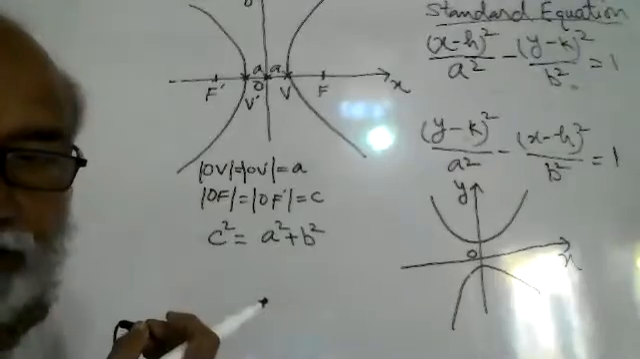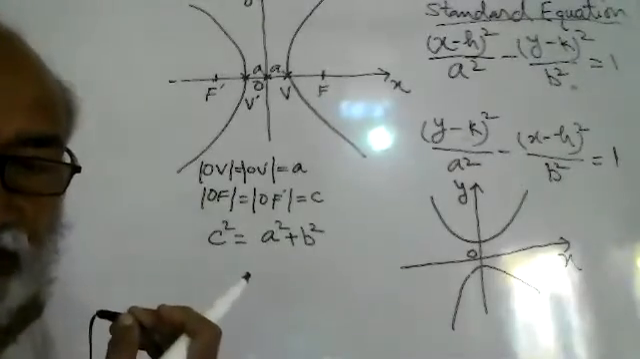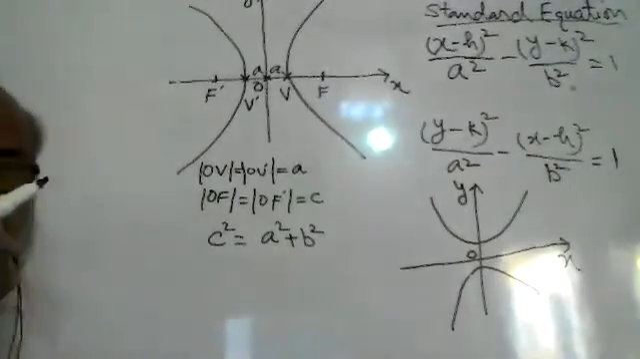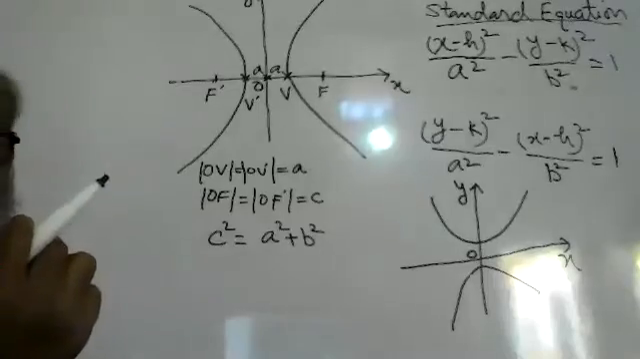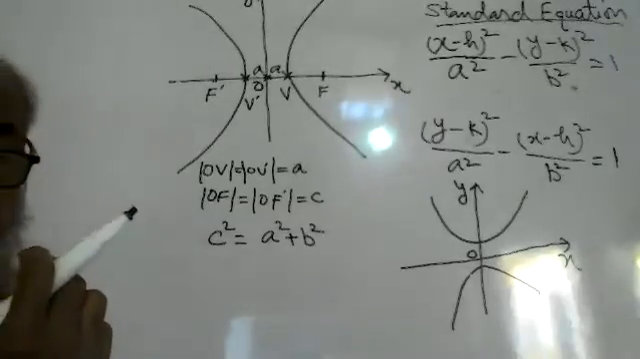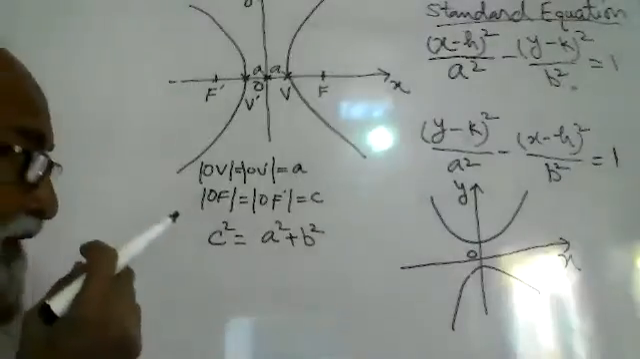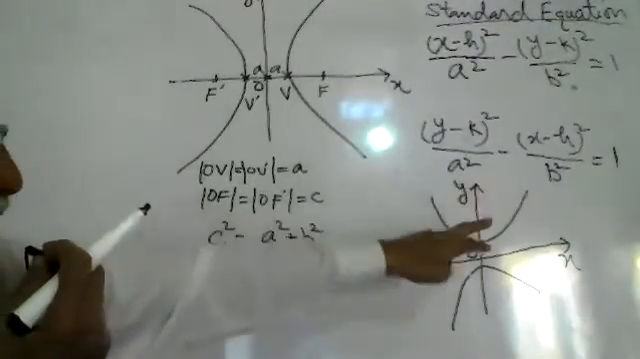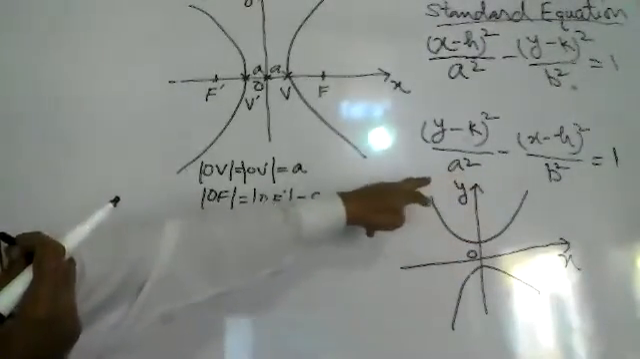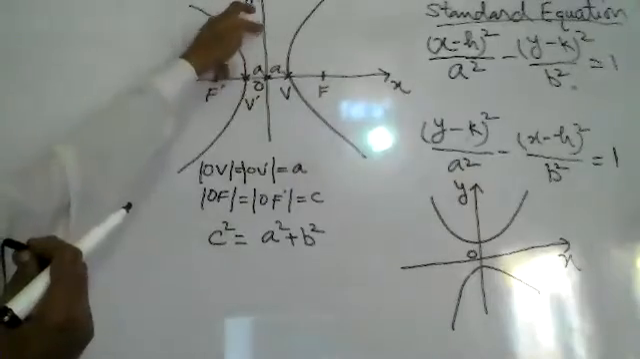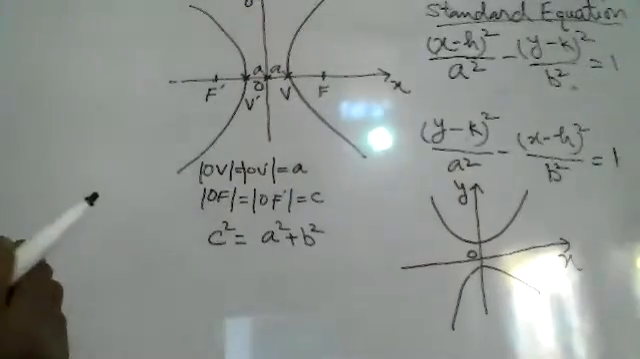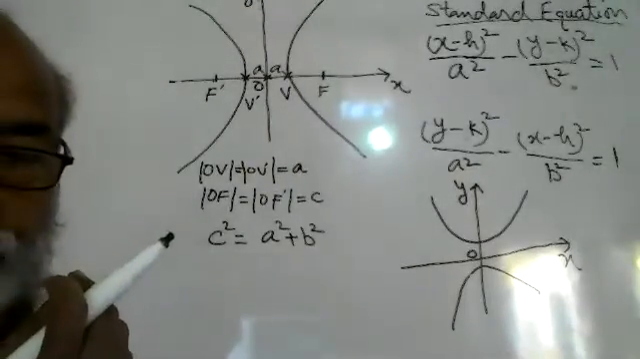So this is the relation between A, B and C. In the ellipse, C square was equal to A square minus B square. But here, B is the conjugate axis. It will be over there. This B is the conjugate axis.